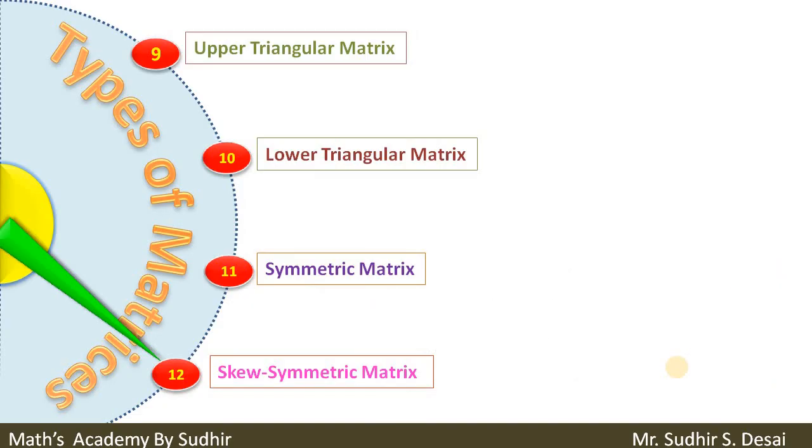So friends, these are 12 types of matrices. I hope you understood the definition of a matrix of order m by n and what the different types of matrices are.